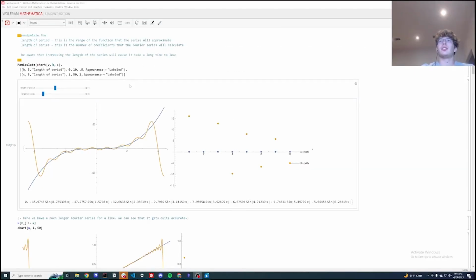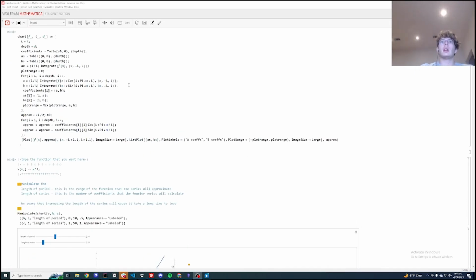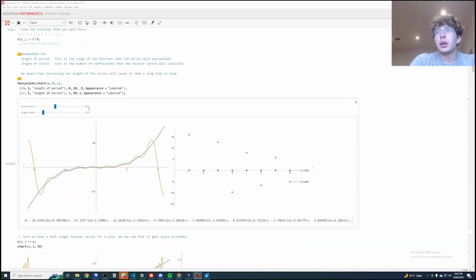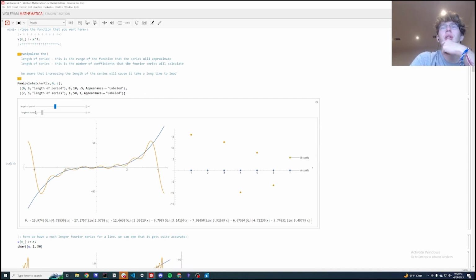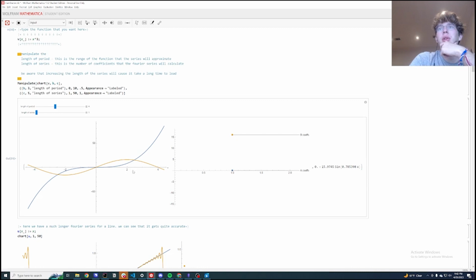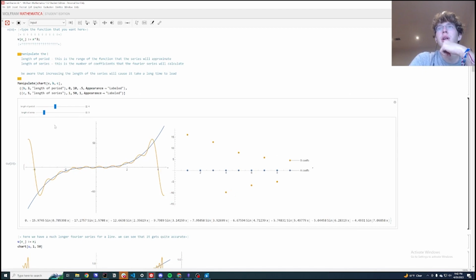So now let's get into some intuition and understanding of how the Fourier series works, and how the transform works, and how orthogonality fits into all of that. So first, we have a little slider here. We can see we have two parameters. One is the length of the period, and two is the length of the Fourier series. As you can see, as we decrease the length of the Fourier series, our approximation becomes not very accurate, and then as we increase the counts, it becomes more and more accurate.